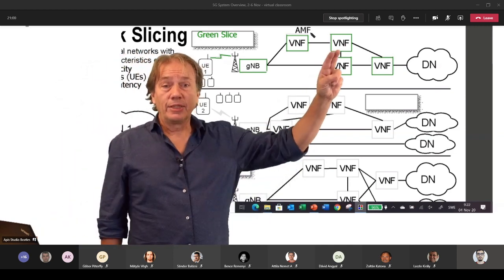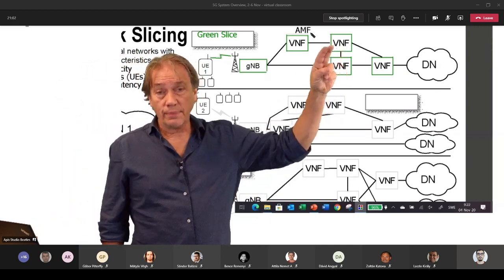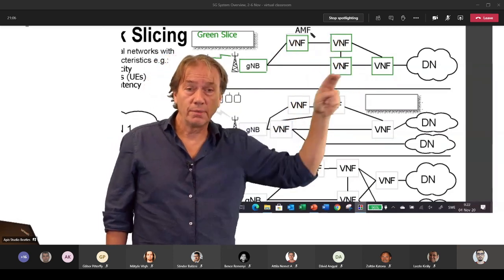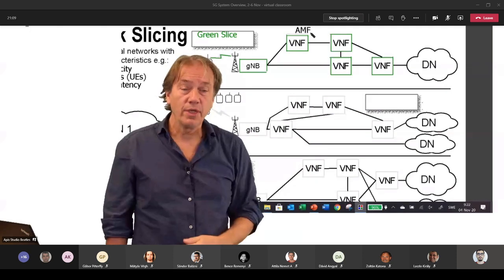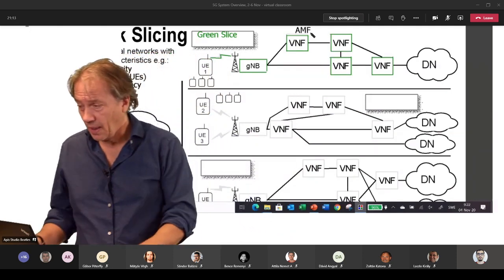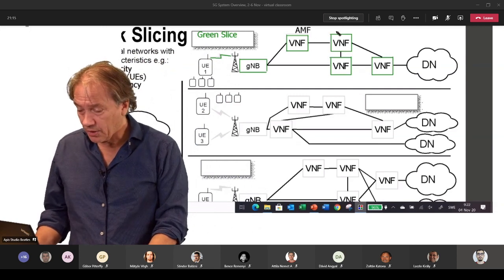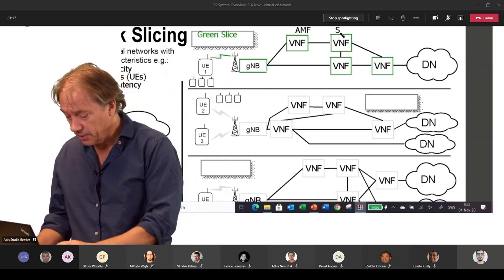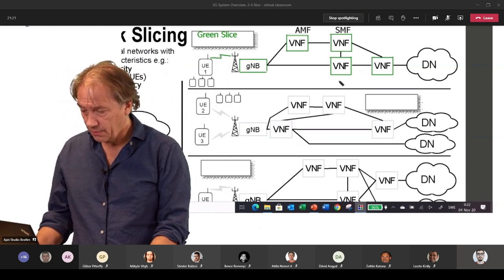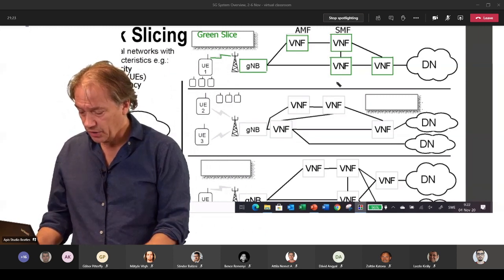And this is a VNF which can communicate with the AMF, and it seems to control 2 other VNFs a bit further down on the picture. So once again, my idea was, of course, that this is a session management function, and these are 2 user plane functions.